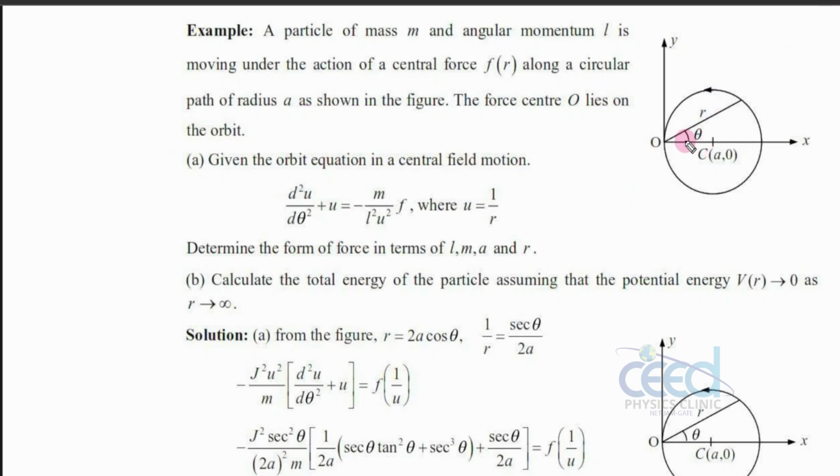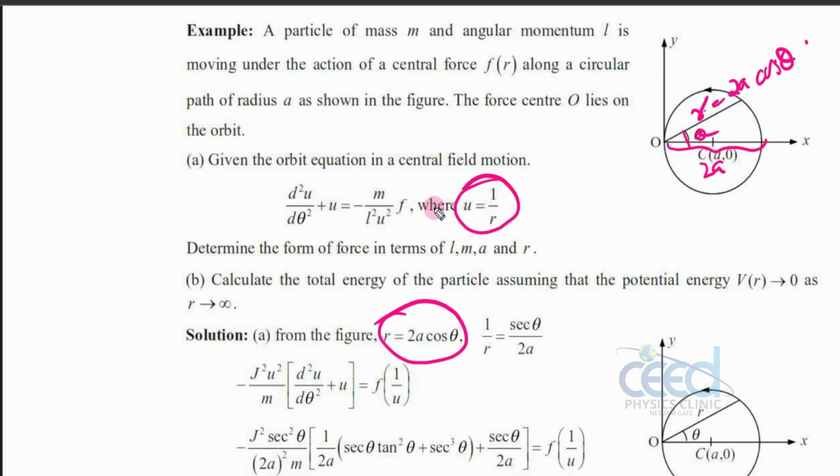Now from this figure what you can write? This figure is given. So this is a, then this diameter is 2a, this angle is theta, then this is r given, then this adjacent side is 2a cos theta, am I right? So we can write r is equal to 2a cos theta. Now taking reciprocal, because in our equation u is 1 by r, then 1 by r is equal to 1 by 2a into 1 by cos theta, which is sec theta, right? So 1 by r is equal to sec theta by 2a, am I right?